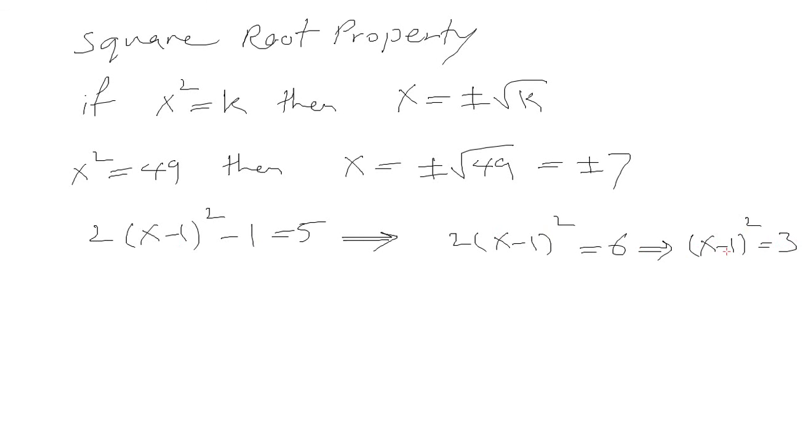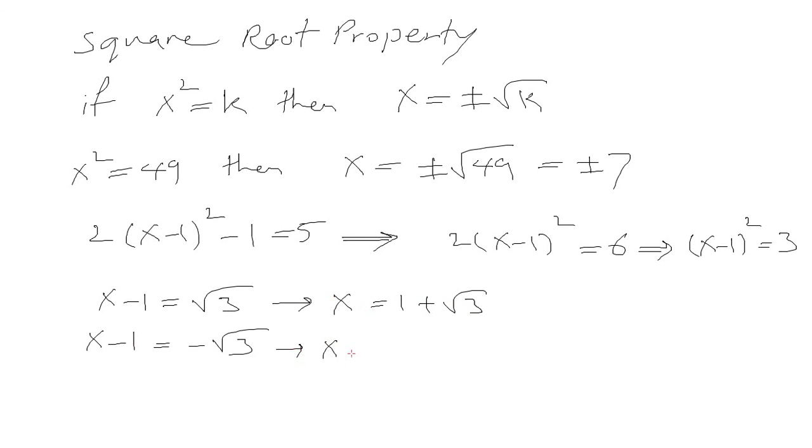If (x minus 1) squared is 3, then x minus 1 is either radical 3 or x minus 1 is negative radical 3. This one implies that x is 1 plus radical 3, and this one implies that x is 1 minus radical 3, and these are my two solutions. X is either 1 plus radical 3 or 1 minus radical 3.